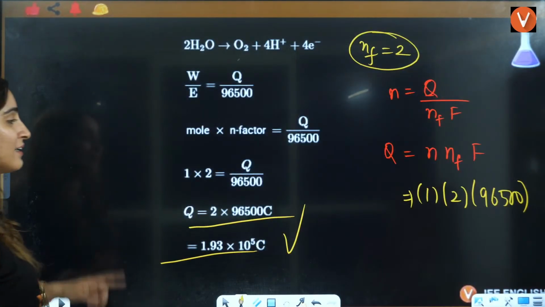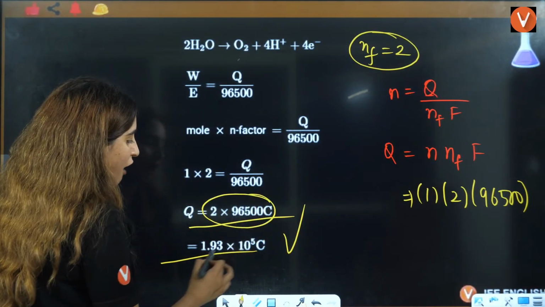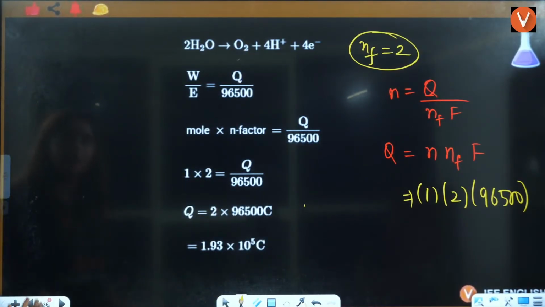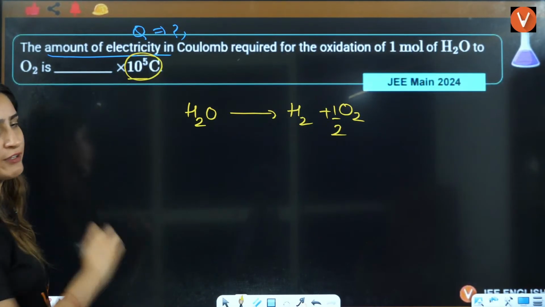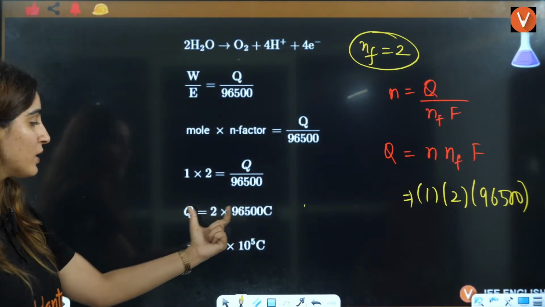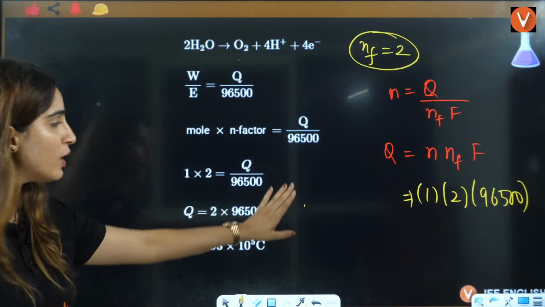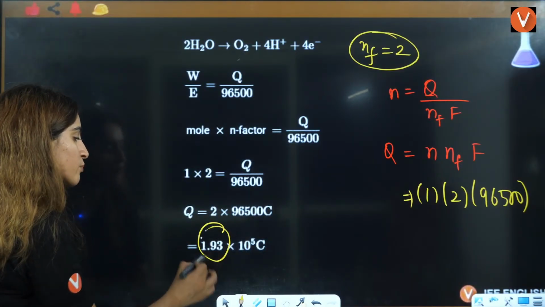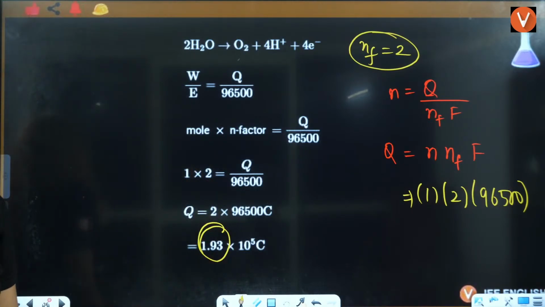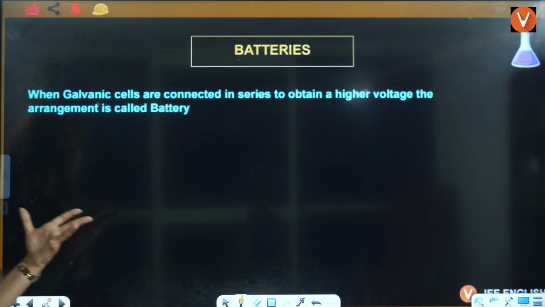They are saying that after solving, you have to put it in the value of 10 raised to power 5. So first you will solve this, then convert it into 10 raised to power 5 value, and the answer will be 1.93. Okay, students, so that's it.